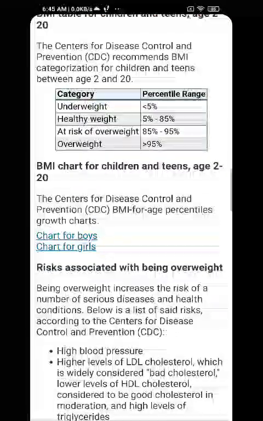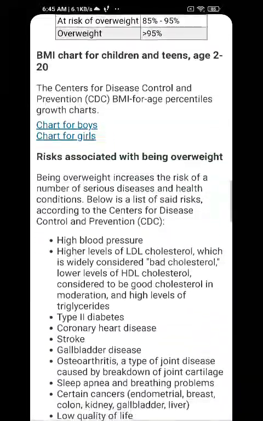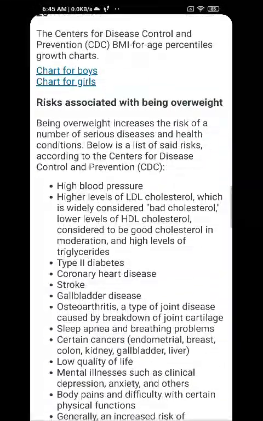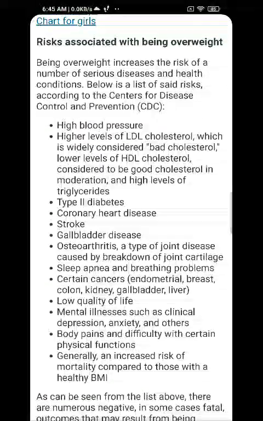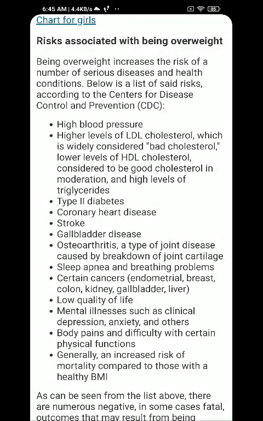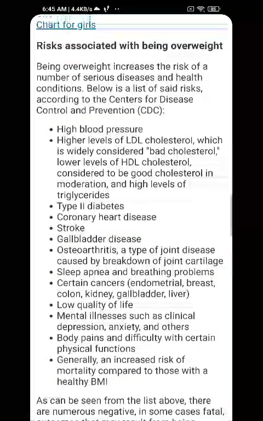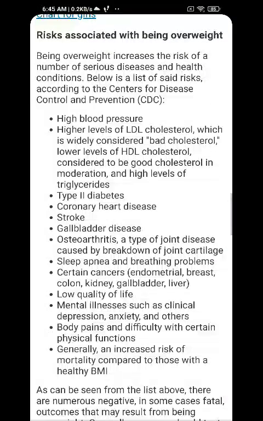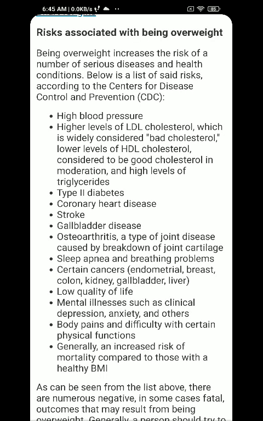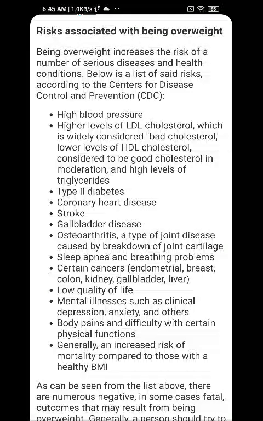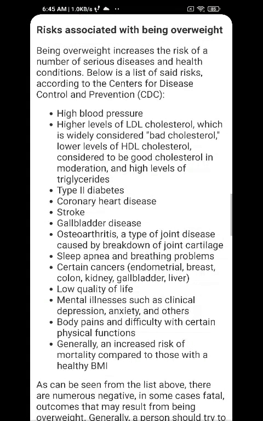Okay? Now, we need to be interested in the risks associated with being overweight. Being overweight increases the risk of a number of serious diseases and health conditions. Below is a list of said risks according to the Centers for Disease Control and Prevention. You have high blood pressure, higher levels of LDL cholesterol, which is widely considered bad cholesterol, lower levels of HDL cholesterol, considered to be good cholesterol in moderation, and high levels of triglycerides.